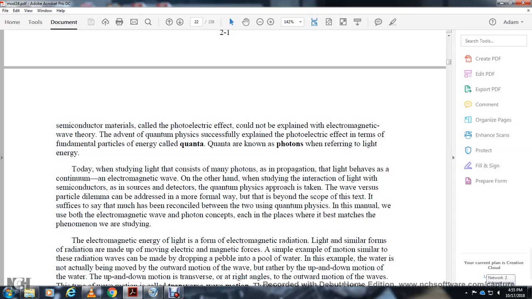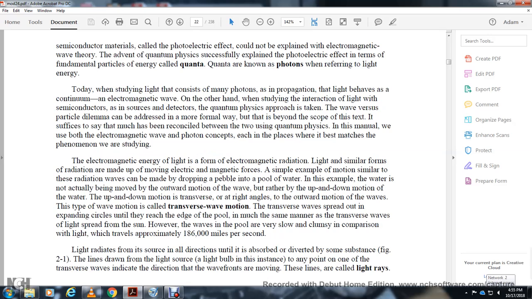On the other hand, when dealing with the interaction of light with semiconductors, we take the quantum physics approach. The wave versus particle question can be addressed more formally, but it's beyond the scope here; suffice it to say the two have been reconciled. In quantum physics, we use both the electromagnetic wave and the photon concept, whichever best matches the phenomenon we are studying.